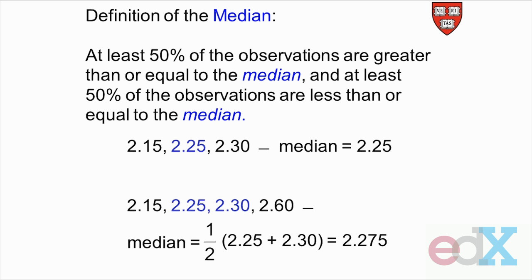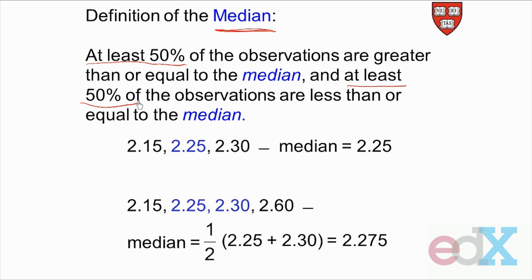Now, another statistic we can look at to tell us where the middle of the data is, is the median. And the median is defined to be a number such that at least 50% of the observations are greater than or equal to the median, and at least 50% of the observations are less than or equal to the median.